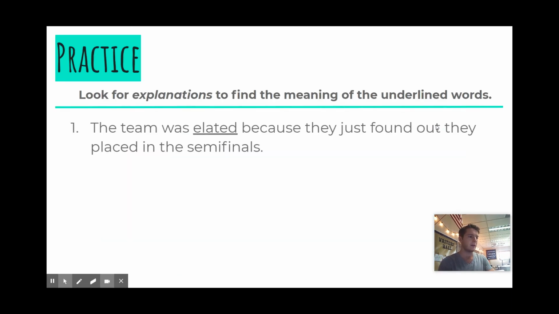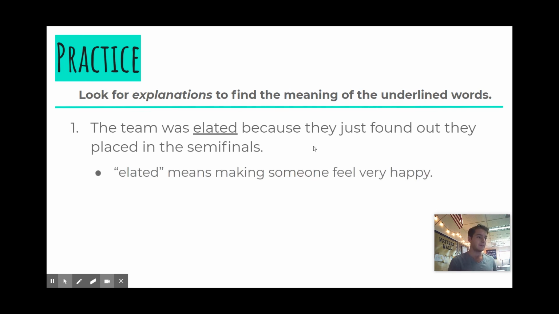So first practice one: The team was elated because they just found out they placed in the semifinals. Well, we have that word elated that we're not quite sure about. But then it goes right on to explain that the team was elated because they just found out they placed in the semifinals. So think about what elated might mean based on that explanation we saw right after the word. We could see that elated might mean making someone feel very happy, right? That's an emotion someone might feel after they just placed very well in a contest, or in this case, the semifinals.